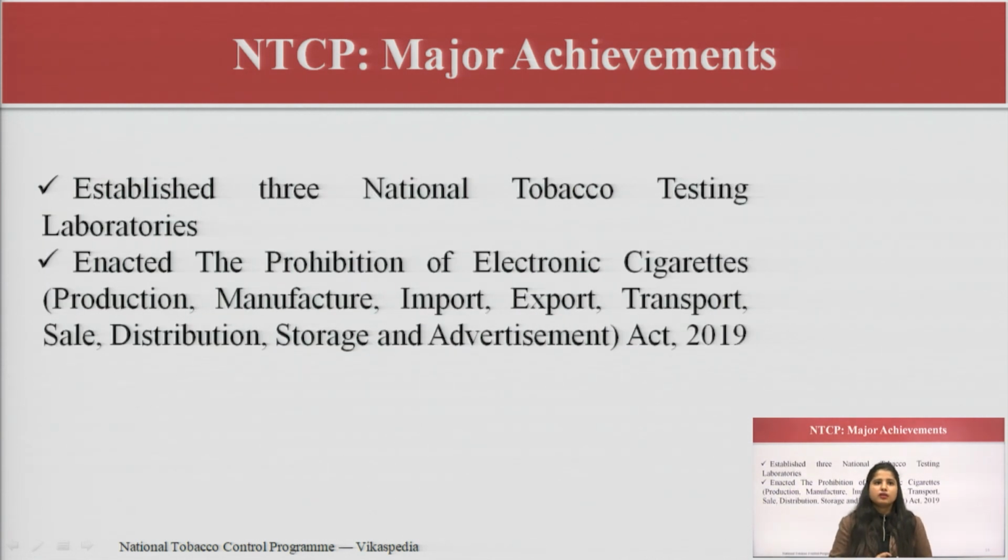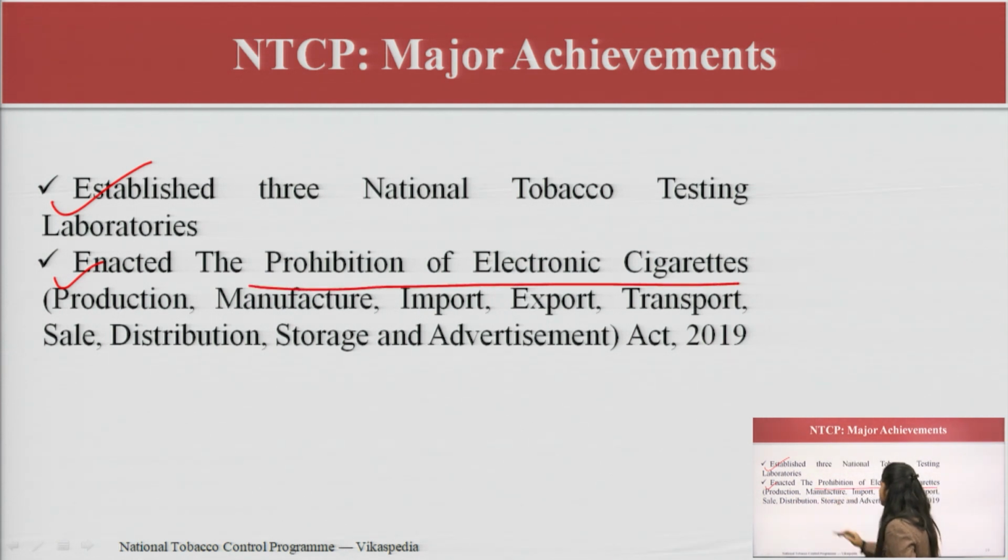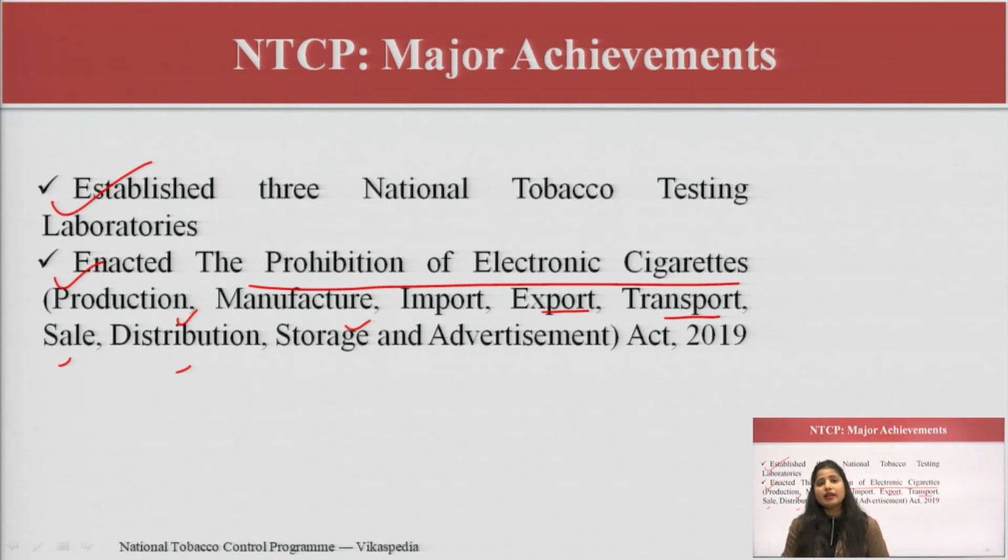Establishment of the National Tobacco Testing Laboratories is also one of the major achievements. Then we have enacted the prohibition of electronic cigarettes: their production, manufacturing, importing from other countries, exporting to other countries, transportation, sale and distribution, storage, and advertisement. It should be enforced properly.